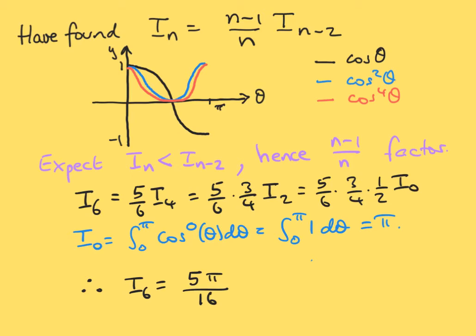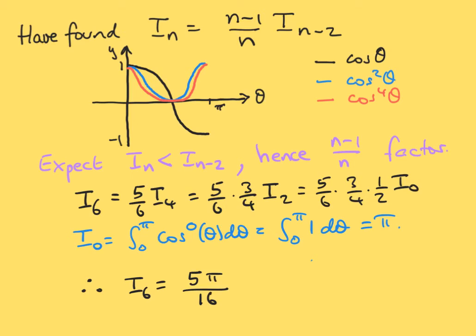So this tells us that the integral of cosine squared is going to be larger than the integral of cosine to the fourth. The integral for cosine to the fourth corresponds to the area between the red curve and the theta axis, whereas the integral for cosine squared corresponds to the area between the blue curve and the theta axis.